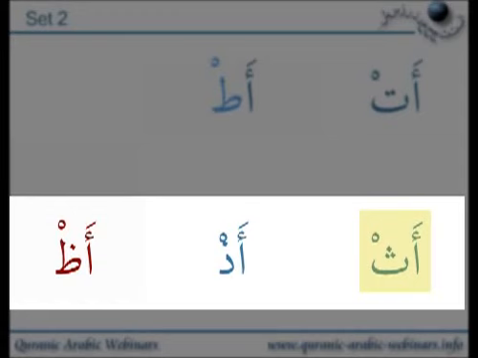We have the tha, so this will sound as ath. It's just normal soft ath. Then the dhal will be adh. And the dha will be adh. So that's tafkhim, it's heavy, lifting the back of the tongue up, a bit more full mouth. So all three of them will be ath, adh, adh.